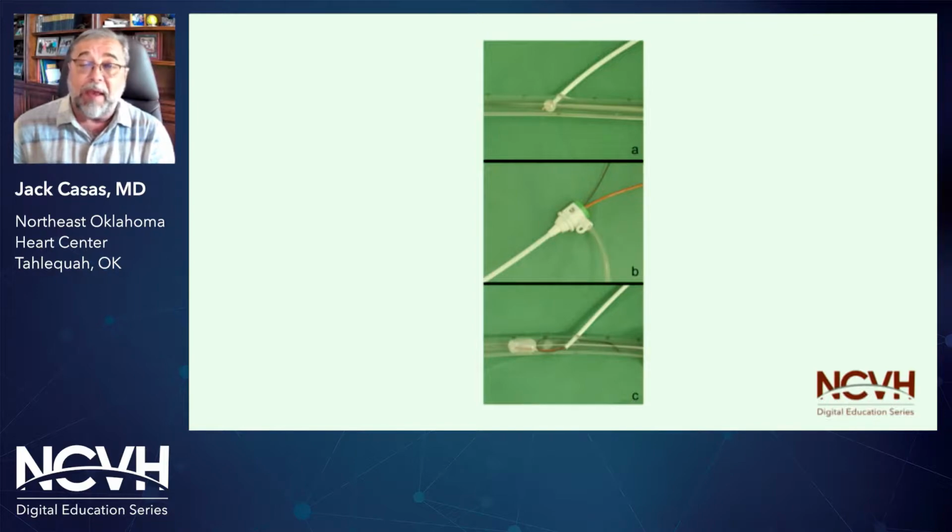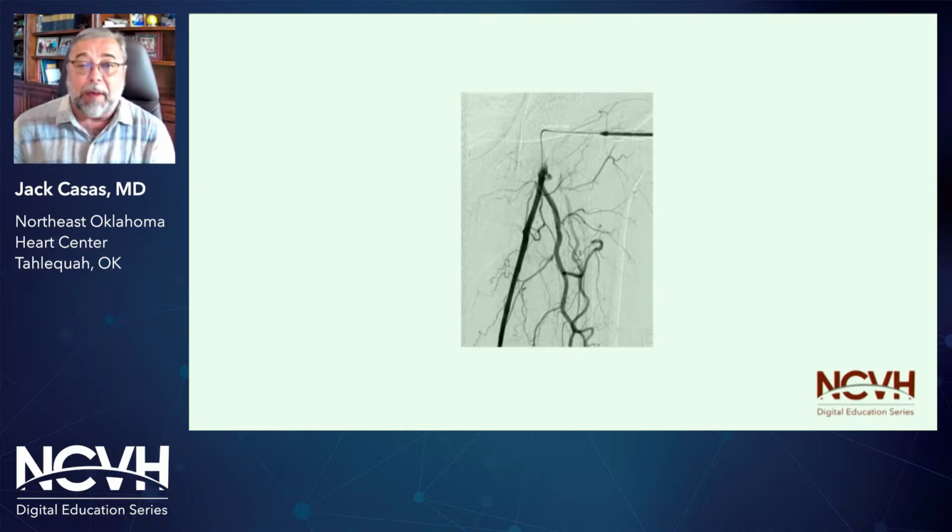Again, whatever technique is successful for you, that's the one to use. But this is the same concept, that you turn the wire around in the external iliac, take it down the SFA, and then reverse your sheath. This is a shot of how the balloon technique was used to be able to get access to the SFA.